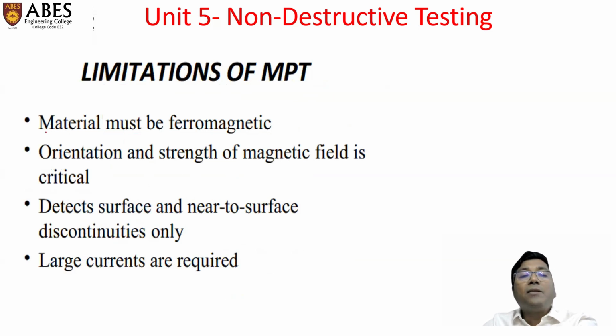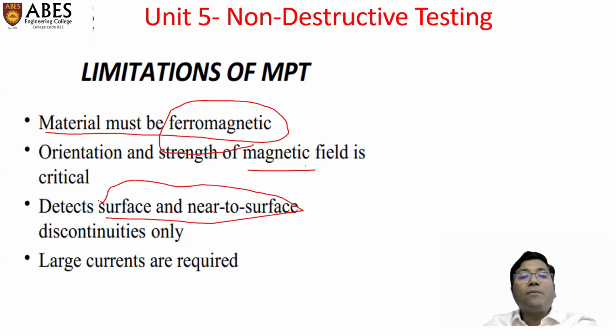What are the limitations? The material must be ferromagnetic. If the material is not ferromagnetic, then we cannot apply magnetic particle testing. The orientation and strength of the magnetic field is critical. There should be sufficient strength of the magnetic field, and the orientation should be in the correct direction. It detects surface and near surface discontinuities only. This is also a limitation: discontinuities inside, at depth, cannot be detected through magnetic particle testing. Large currents are required, so the setup would be stronger and it will take time, cost and energy.